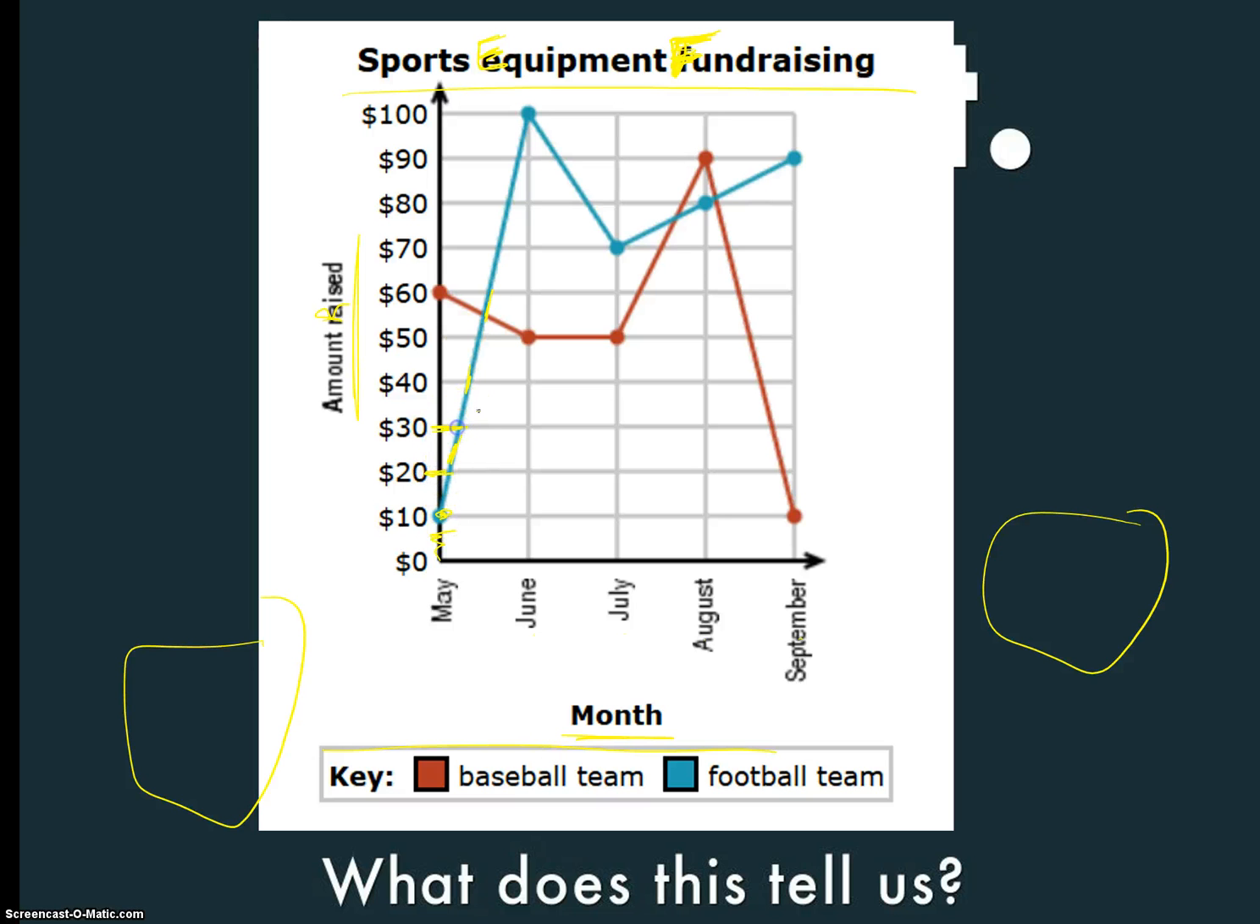Your labels go where the X and Y axes intersect. So right at the crossing, the perpendicular lines. That's where your labels will be.